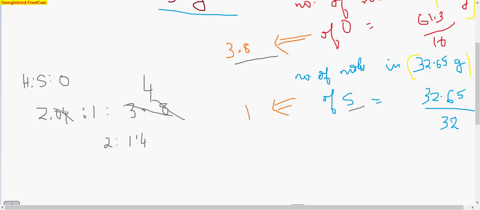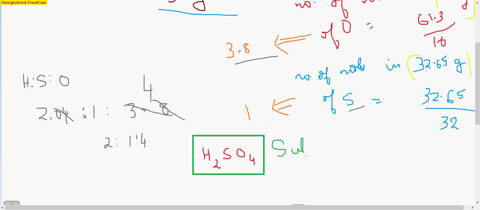Give 2 to hydrogen. Let me write it now: H2 S1 O4. And I'm sure that you have heard of this compound. This is sulfuric acid. H2SO4 is what? Sulfuric acid, right?